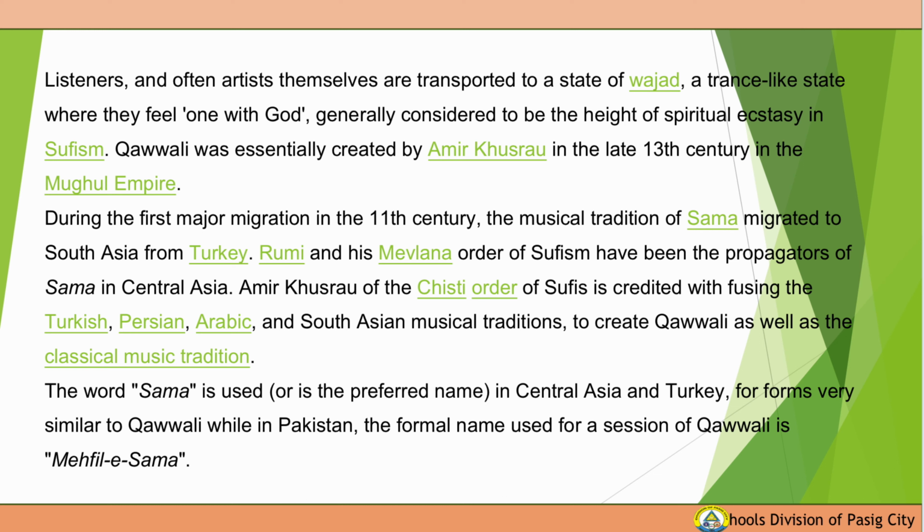Amir Khusrau of the Chishti order of Sufis is credited with fusing the Turkish, Persian, Arabic, and South Asian musical traditions to create Qawwali as well as the classical music tradition. The word Sama is the preferred name in Central Asia and Turkey for forms very similar to Qawwali, while in Pakistan, the formal name used for a session of Qawwali is Mehfil-e Sama.